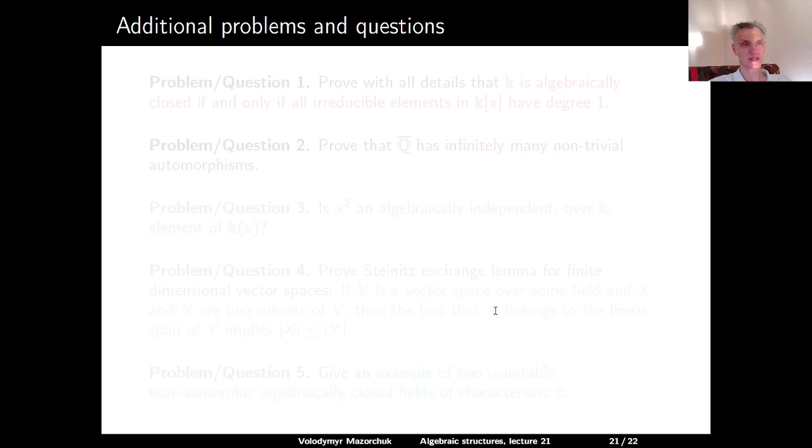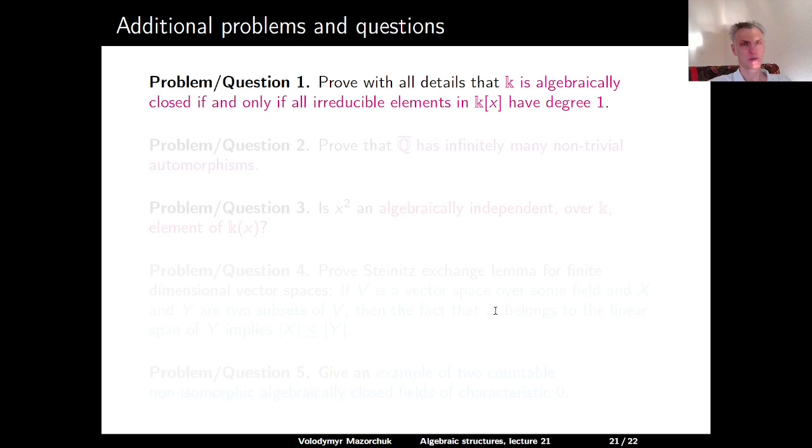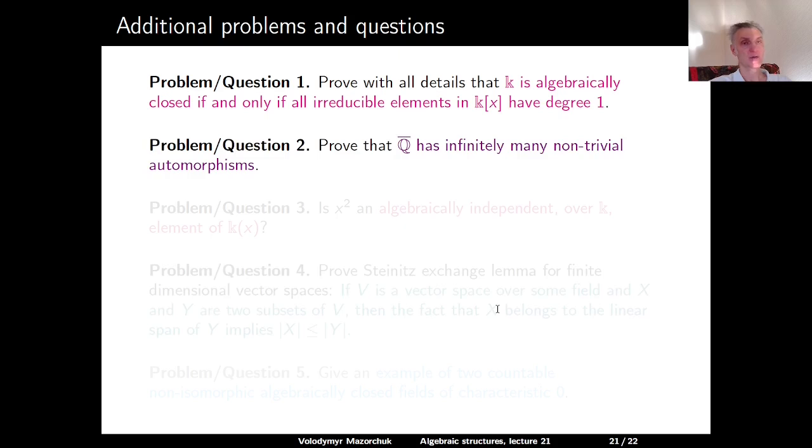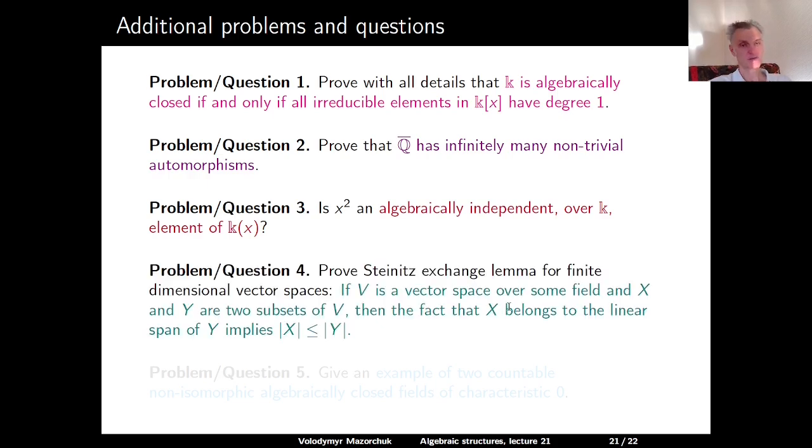Some additional problems and questions. Problem question 1. Prove with all details that K is algebraically closed if and only if all irreducible elements in K of X have degree 1. Problem question 2. Prove that Q overlined has infinitely many non-trivial automorphisms. Problem question 3. Is X squared an algebraically independent over K element of the field of rational functions over K in the indeterminate X?